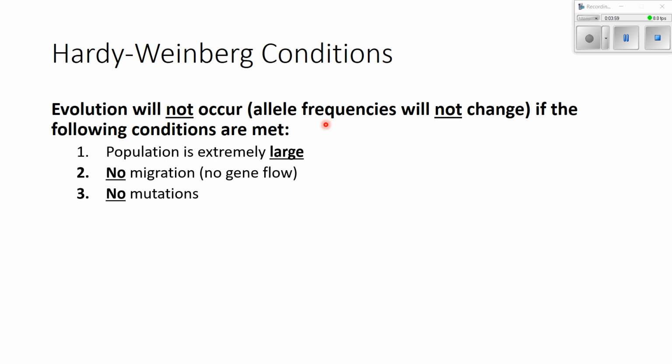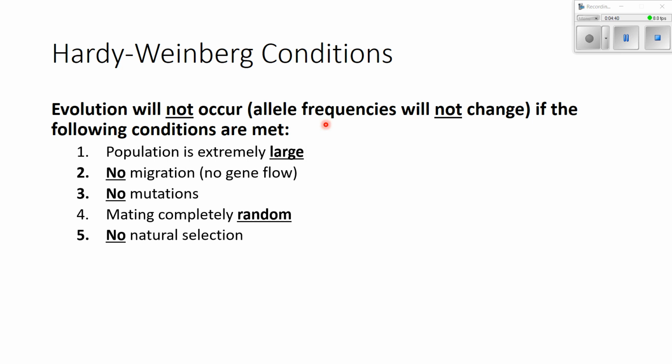There must be no mutations, no genetic changes, no new genes being created through the process of mutation. The mating must be completely random. Now that assumes that this is a sexually reproducing species, but if mating is taking place, it must be completely random. Every single member of that population has an equal chance of mating. And there must be no natural selection, so nothing in the natural environment is favoring one allele over another.